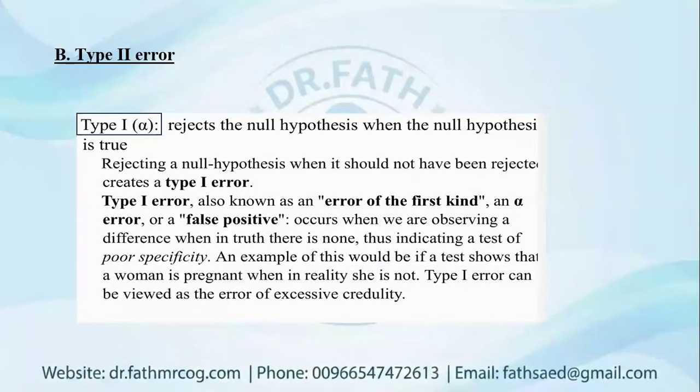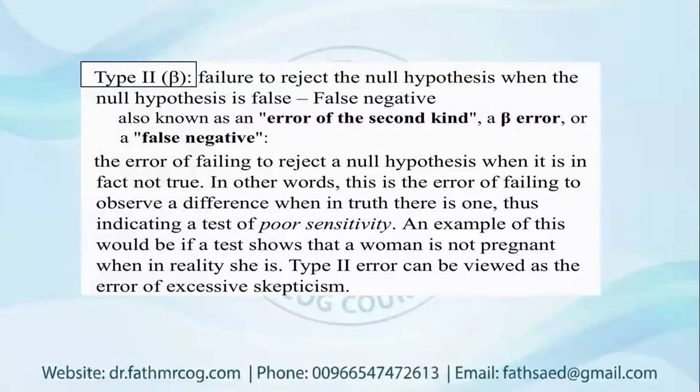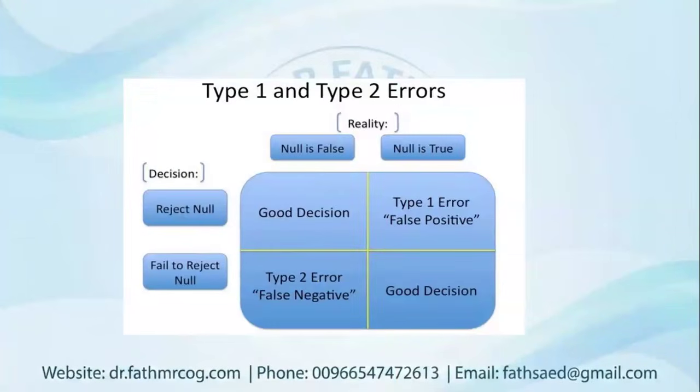We have type 1 error, alpha, also known as the error of the first kind. When you reject the null hypothesis when it is true, it gives you a type 1 error. When you accept the null hypothesis when it is false, it gives you a type 2 error. And this is the table that will help you. Here you see reject the null, here the null is false, and here the null is true.